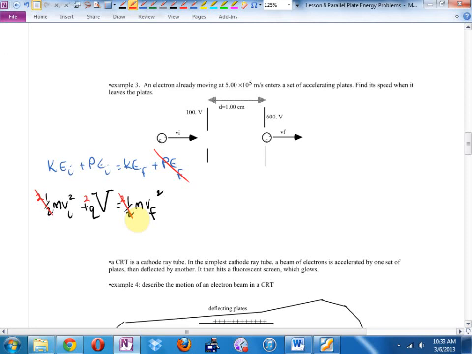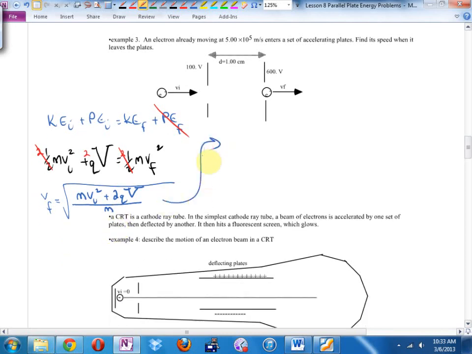What else is sitting next to the V final? Sorry, too many V's in there. What else is sitting next to the final speed? Mass. How would I move that over? And then how do I get rid of a squared? You know what? We can rewrite this. It's complicated, but I think V final is going to be the big square root of m v initial squared plus 2q big V, all divided by the mass. I think.